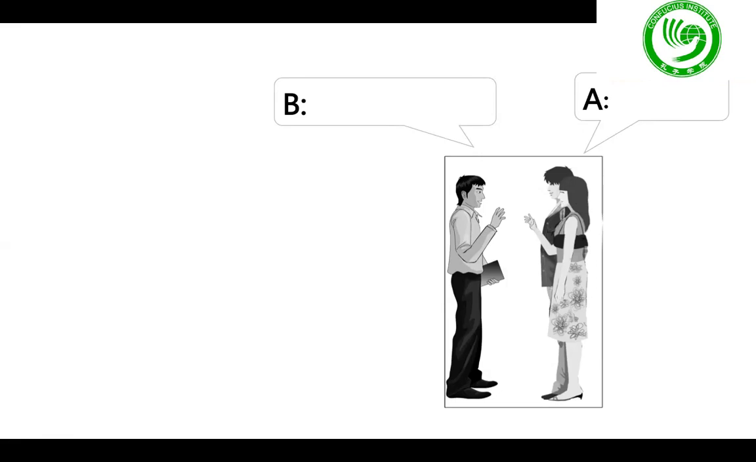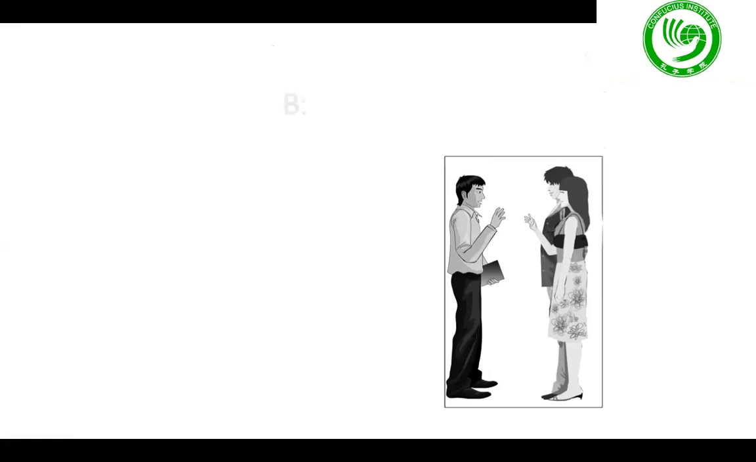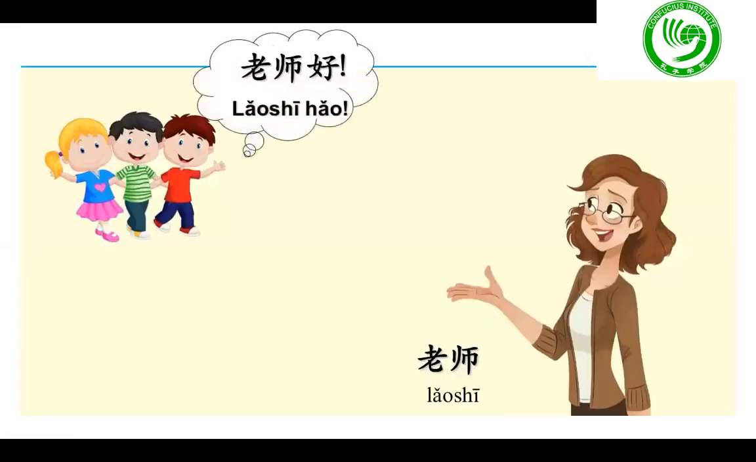很好 means very good. So 你 means you. 好 means good. If I translate literally, it will be you good. But you good in here is hello. Any questions? Okay. Now look at here.